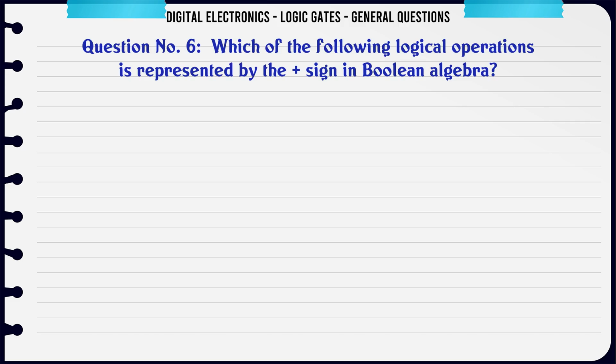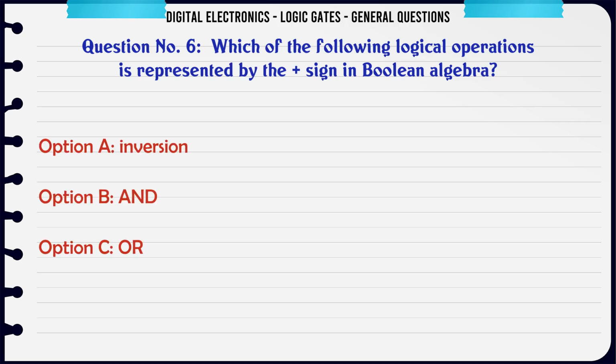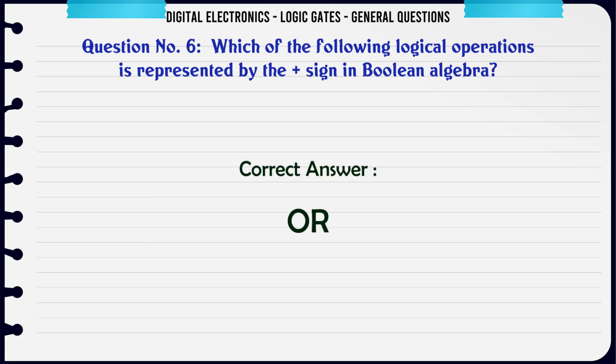Which of the following logical operations is represented by the + sign in Boolean algebra? A) inversion, B) AND, C) OR, D) complementation. The correct answer is OR.